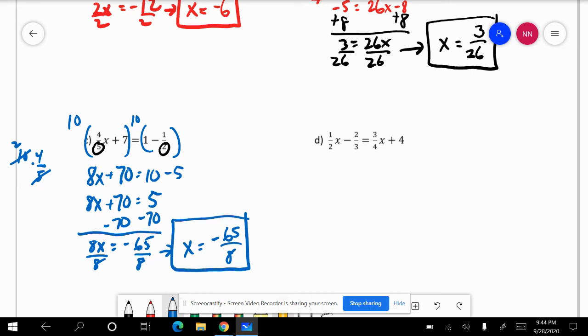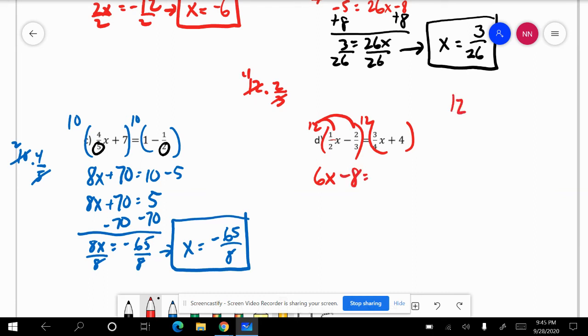Now our last one, this is a little difficult because we have three fractions with different denominators, but the number that 2, 3, and 4 all go into would be 12. So we're going to multiply both sides by 12. When we distribute the 12 to the 1/2, that gives us 6x, because half of 12 is 6. The 12 times the 2/3 is a little bit more difficult. The 3 cancels with the 12. 4 times 2 is 8.